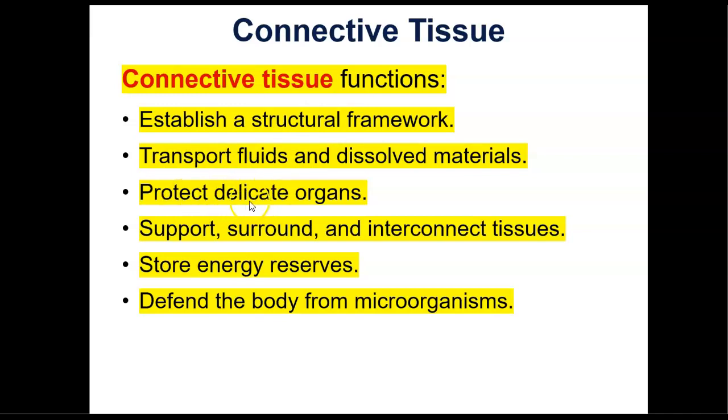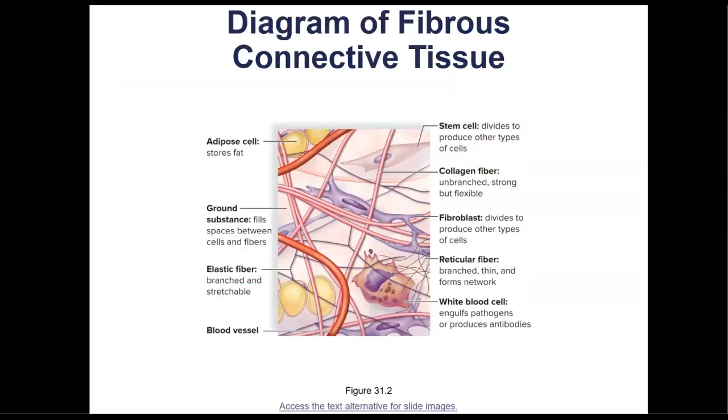Then we have protects delicate organs, like fat tissue is a connective tissue. Support, surround, and interconnect tissues. Store energy reserves, again, fat or adipose tissue. And then defends the body from microorganisms, and that would be your lymphatic tissue, your tissue of your immune system. And this is just 6 functions. There's probably more if we were to really get detailed about it.